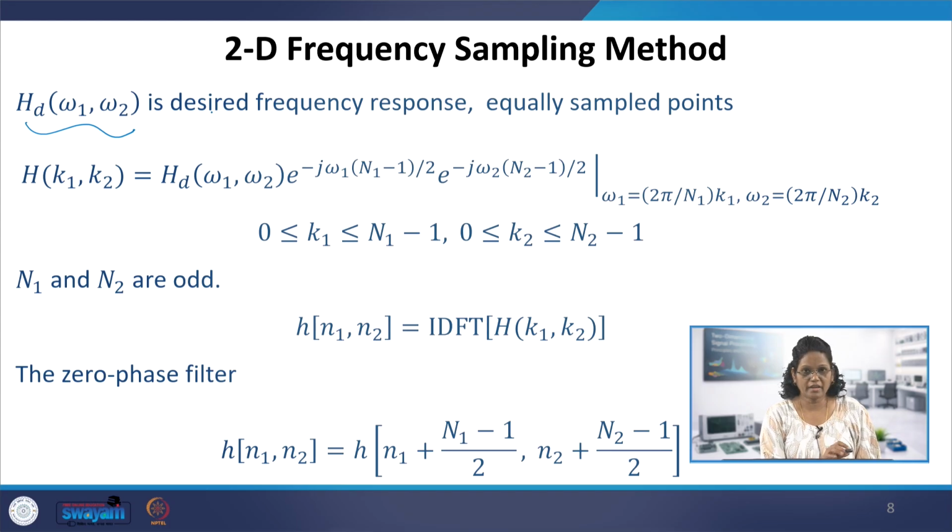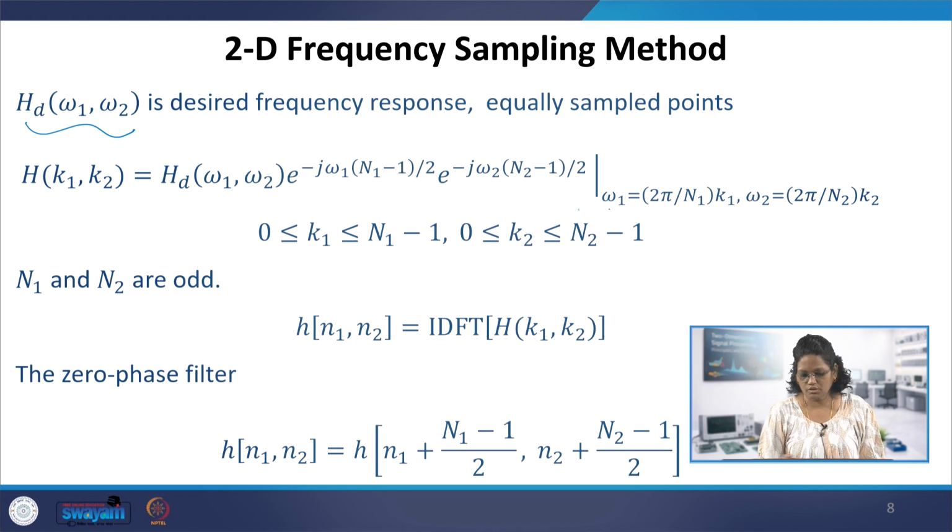So HD, ideally, is going to be 1 for some certain region and the rest of it would be 0. It can be circularly symmetric, or it can be a separable response. Taking this as HD, the desired one, we sample it with e power minus j omega 1 (n1 minus 1) by 2, e power minus j omega 2 (n2 minus 1) by 2. This minus 1 comes into the picture because n1 and n2 are odd. Otherwise it is simply n1 by 2 and n2 by 2 if they are even.